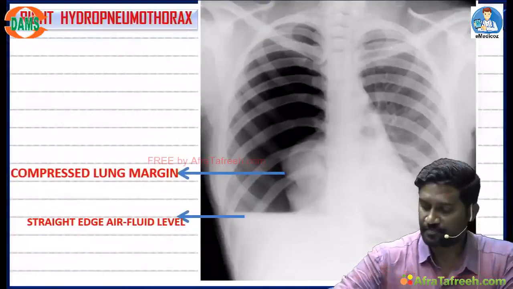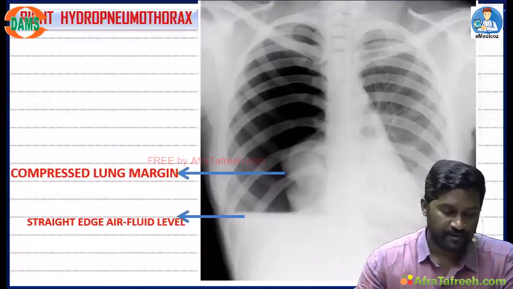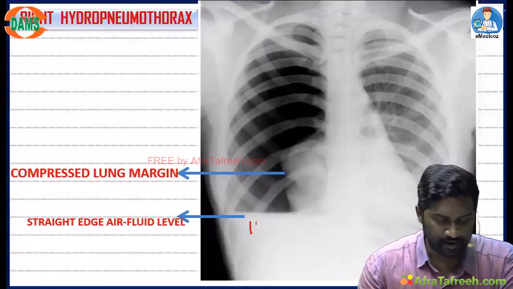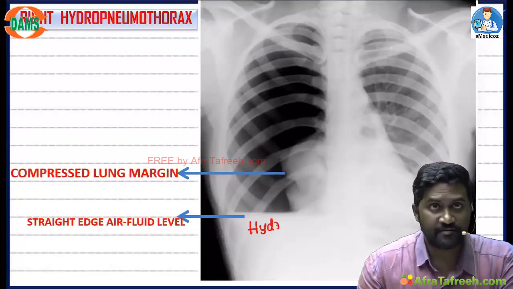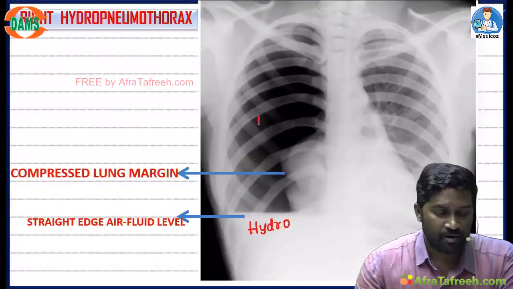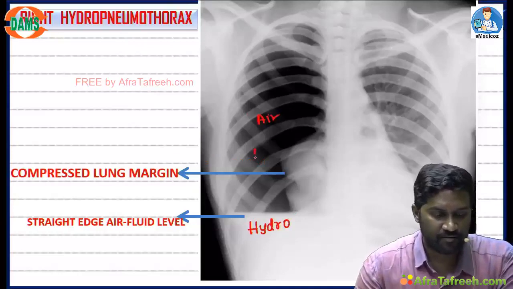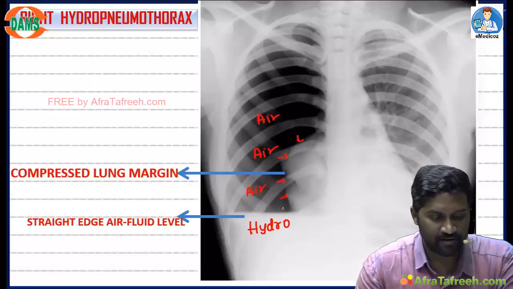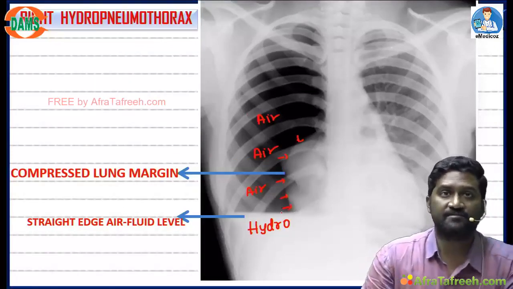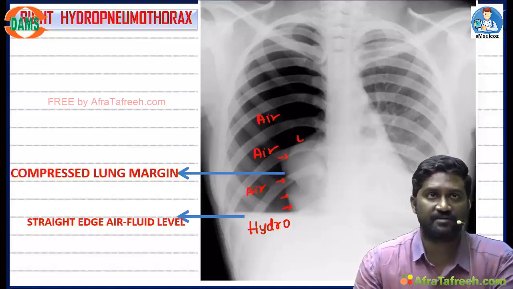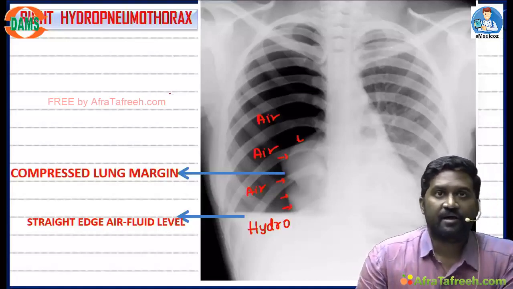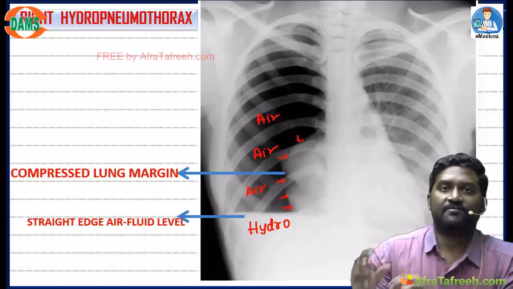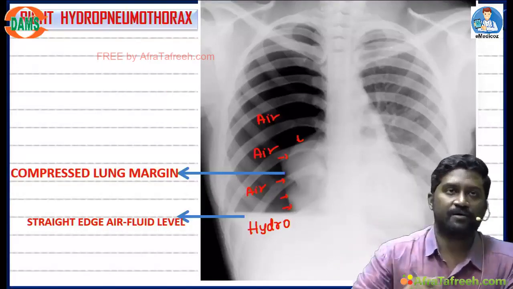Hydropneumothorax. No doubt this is the hydro part, this whitish area, this fluid level. To call it the pneumo part, you should not only identify air, you should also identify the compressed lung margin. So this is the compressed lung margin. Because of air and fluid, your lung has been compressed to this extent.